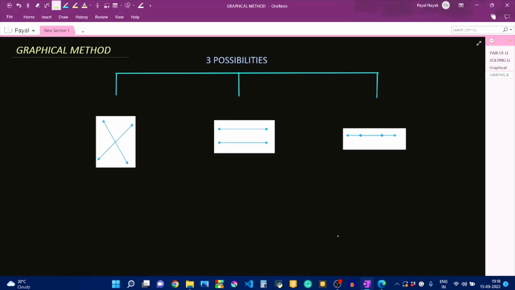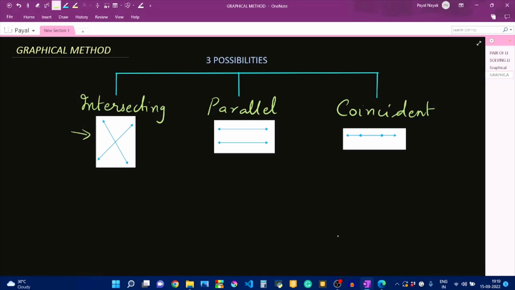Now there are three possibilities. That is, whenever you plot a graph of a given system of linear equations, there are three types of graphs that you can get. The first type of graph is two intersecting lines. The second type is two parallel lines, and the third type is two coincident lines.